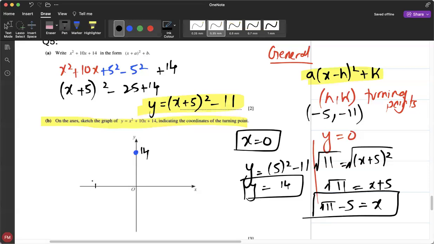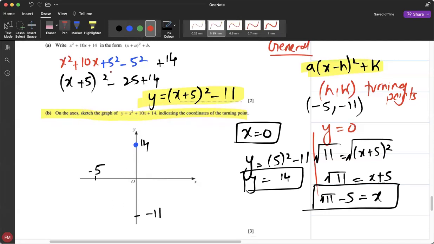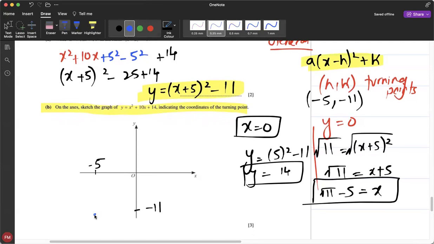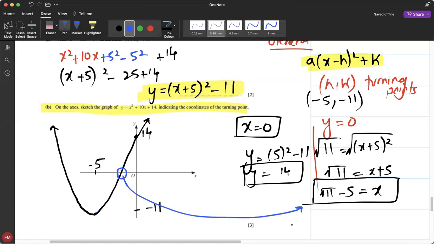So now let's plot this. Minus 5 is over here, and minus 11 is probably all the way down. This has to be my minimum point. And 14 was my y-intercept. So if I were to sketch this, this is how the graph looks like. If you check this out, this would probably be this point. But again, we don't calculate this because that's not what the question is asking us. So I hope the question is clear on how we solve it.